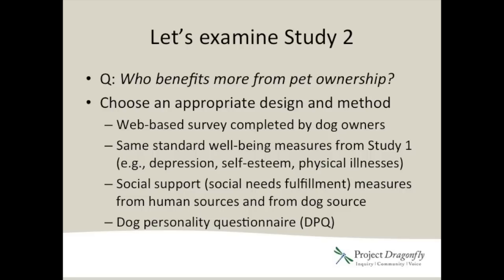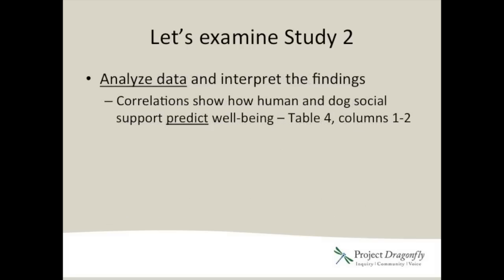We're not going to go into those hypotheses in the current presentation, but if you're interested in them, you can read the paper and learn more about them. So the descriptives are presented in the table, but let's go ahead and focus on the particular predictions here for Study 2 in terms of our data analyses, which is going to be looking at correlations between human social support, dog social support, and the extent to which these predict well-being. And these are presented in Table 4, columns 1 and 2.